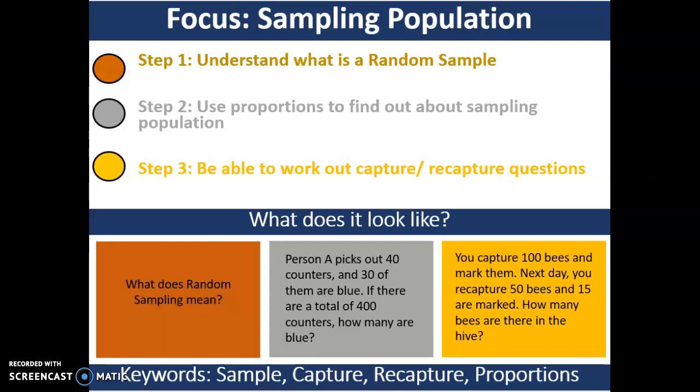Today's focus is on sampling population. Our step one is to be able to understand what is a random sample. The second one is to be able to use proportions to find out about sampling population. And finally, we need to be able to work out what capture, recapture type of questions are. So this is what it looks like for each one. And here are your keywords: sample, capture, recapture, and proportions.